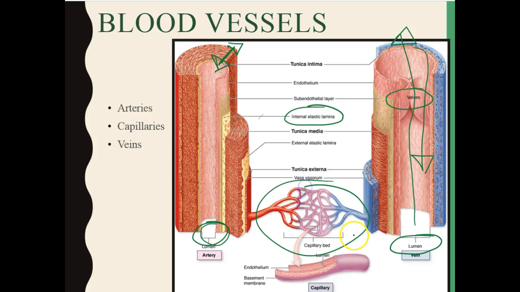Capillary bed, right here, your capillaries will be one layer of cells thick. This endothelial layer becomes one cell thick, allowing for the transfer of nutrients as well as toxins. And again, it goes with a concentration gradient to a great extent. There are pore spaces in some of these that will allow larger molecules to transfer across. And that depends on the location of the capillary bed.